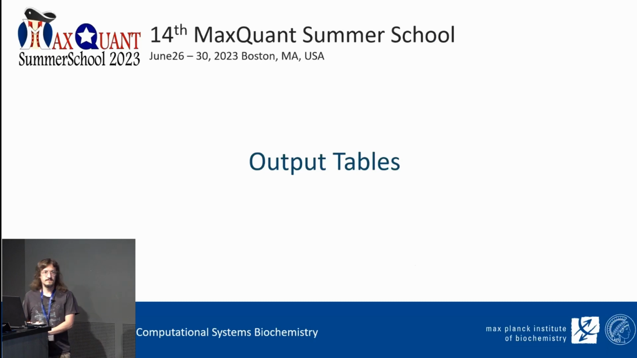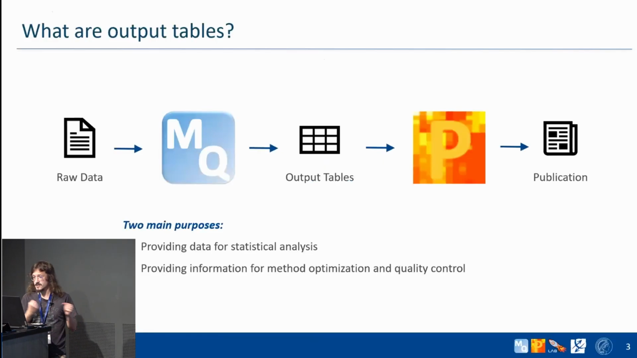The topic for now is output tables. And what are output tables? Well, in other words, it is just the output that you get from MaxQuant. As you can see here from this simple representation, we have our raw data, the output that you get from the mass spectrometer. You analyze that with MaxQuant, and then you get a result.